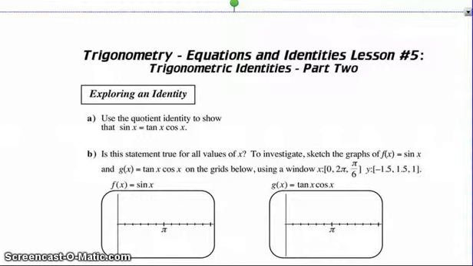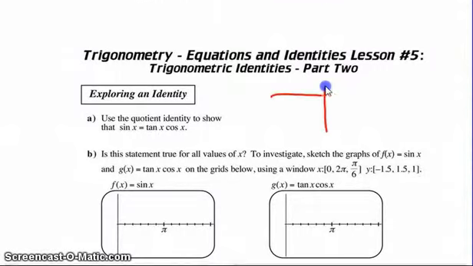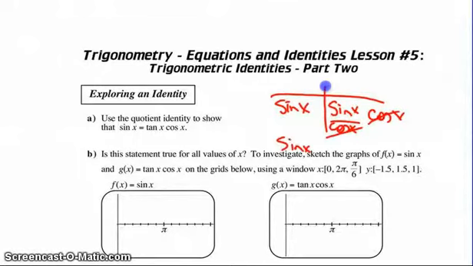So if we look at this, we do an identity by keeping the left side and right side separate. So sine x is equal to, in this case, tangent x, which is sine x over cos x, multiplied by cos x. I cancel, and therefore I can see that sine x is equal to sine x. Therefore, it's proven that those two are equal. But is this a true identity?